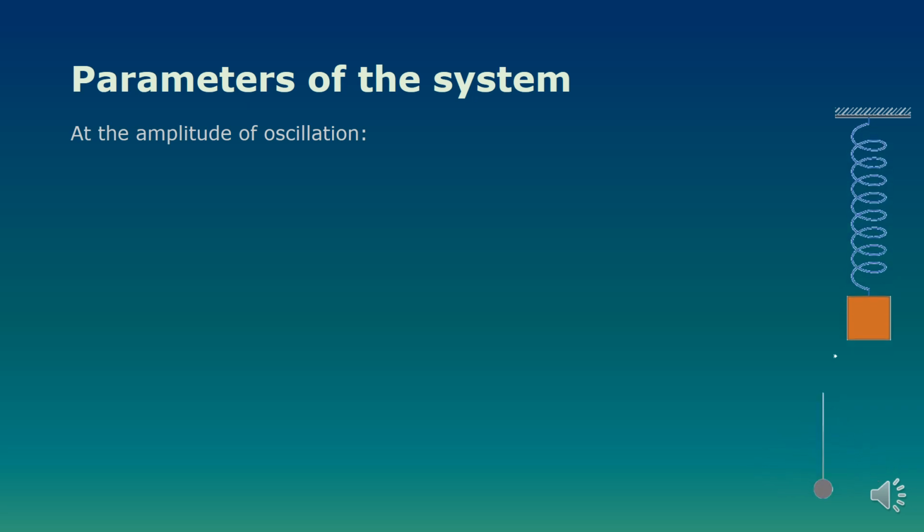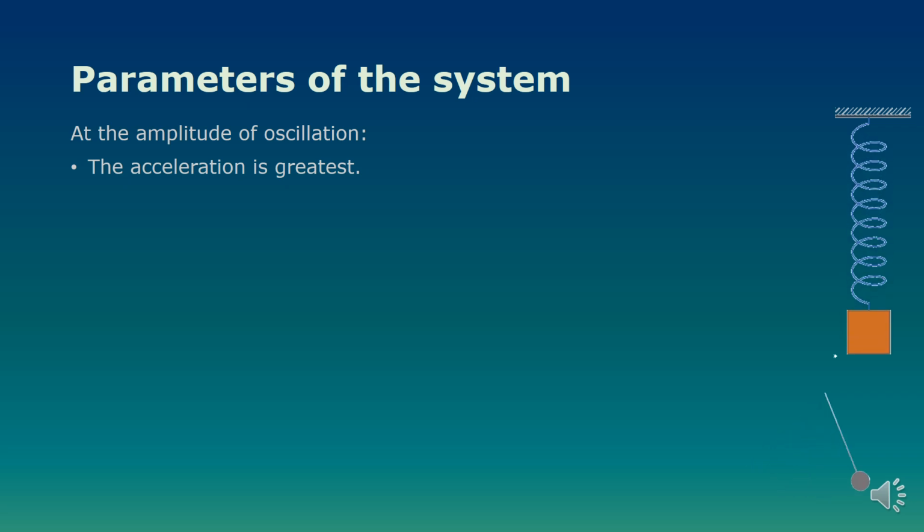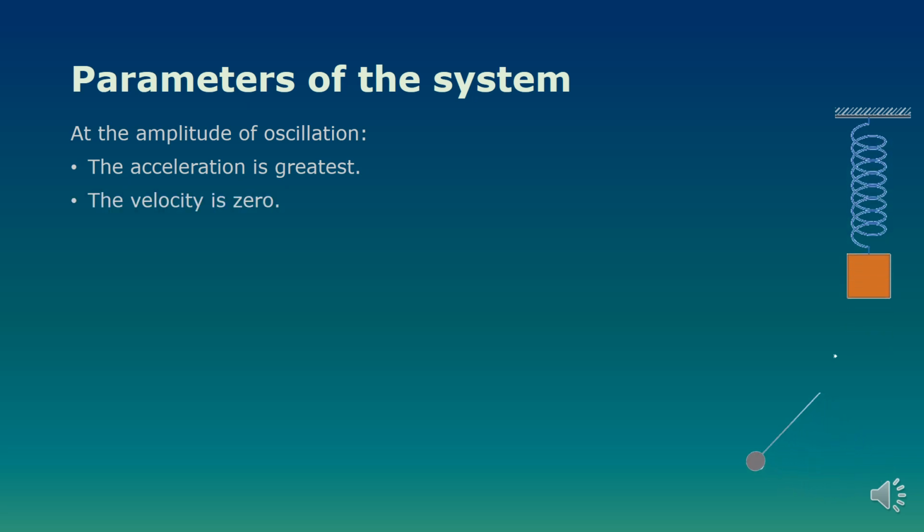At the amplitude, so at maximum displacement, the acceleration is also at its greatest. If it's got maximum displacement, it's going to have the largest resultant force and therefore the largest acceleration, trying to return it to equilibrium. And we also know that the velocity is zero. So at the amplitude of the oscillation, the velocity is zero. That's because at that point it's changing direction.